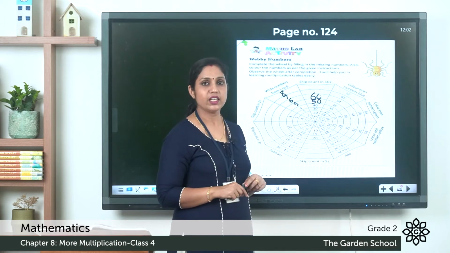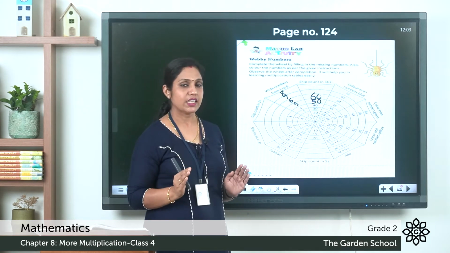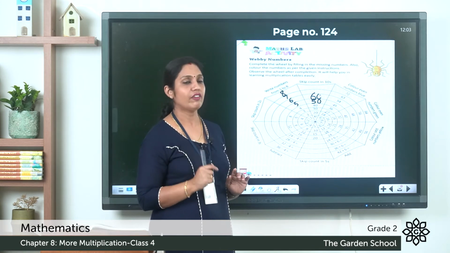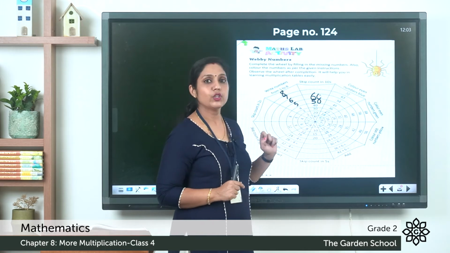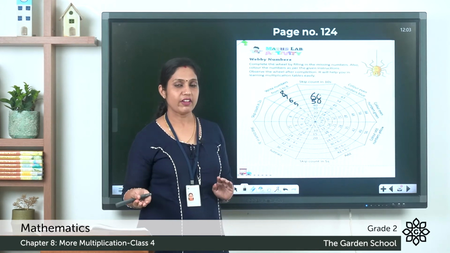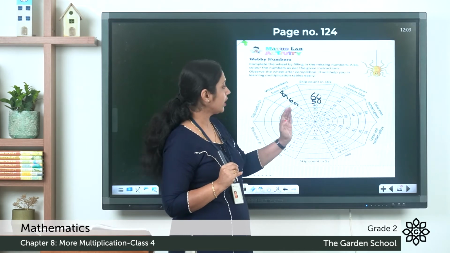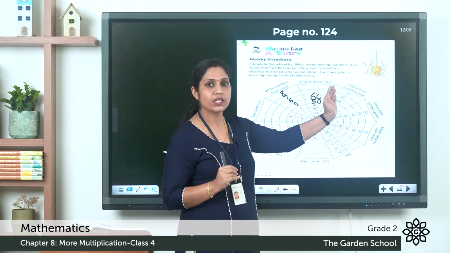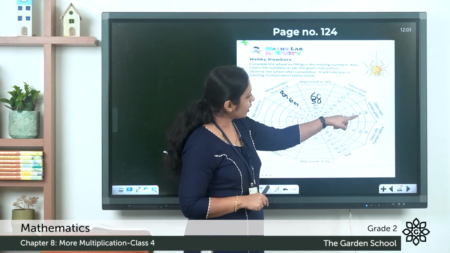Next we have 18. In the number 18, we have 8 in the ones place and we can say the number 18 is an even number. So you can color 18. Let's look at the next number 27. Which number comes in the ones place? 7. Is 7 an even number? No. So 27 is not an even number. And similarly, you can check all of these and color the even numbers blue. Let's move on to the next one.